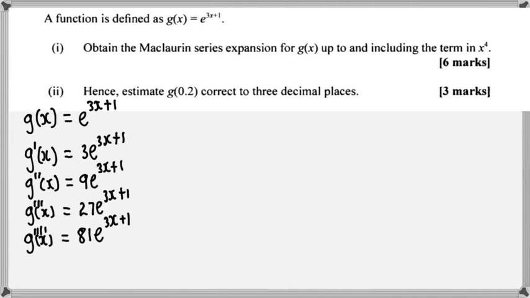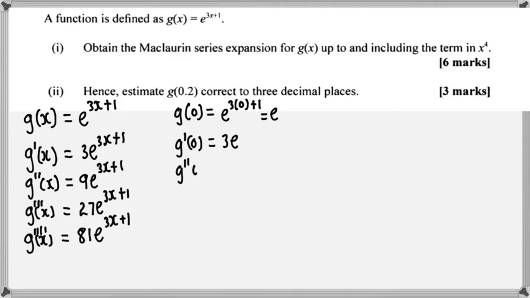We then need to substitute 0 for x in each one of the derivatives and even the initial function. So what we will get, g of 0 is actually just e to the 1. The 1 is understood, so just note that. And then the first derivative, when we put 0 into it, you'll get 3e.